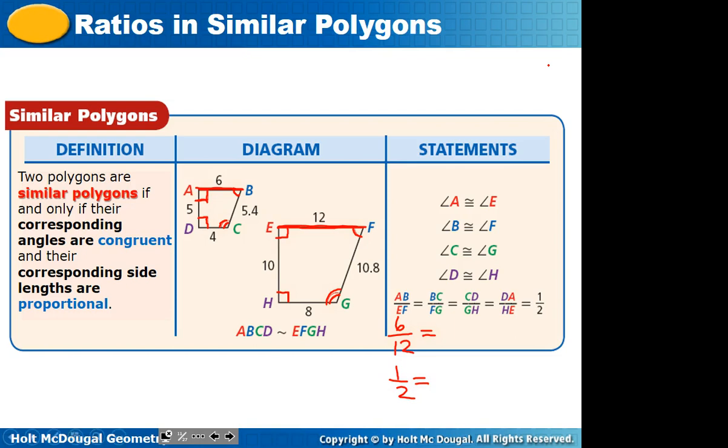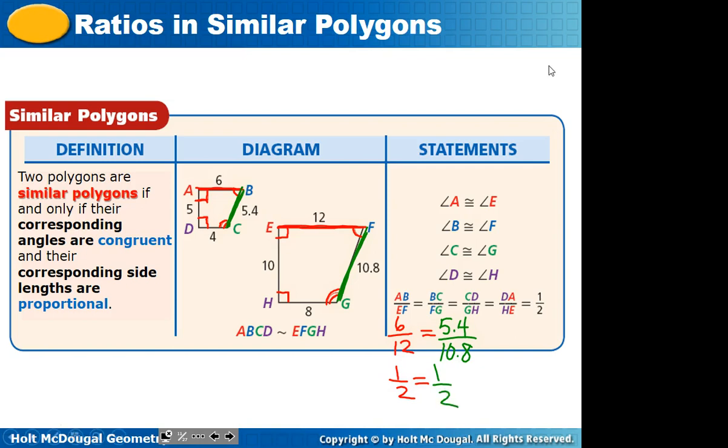So let's move on to the second pair of sides. We got BC here, and that corresponds to FG. So we're going to do 5.4 over 10.8, and again, that's 1/2. And if you didn't believe me, you could put this in your calculator, divide 5.4 by 10.8, push math enter 1, and it will show you that the fraction is 1/2. Let's keep moving through this image.